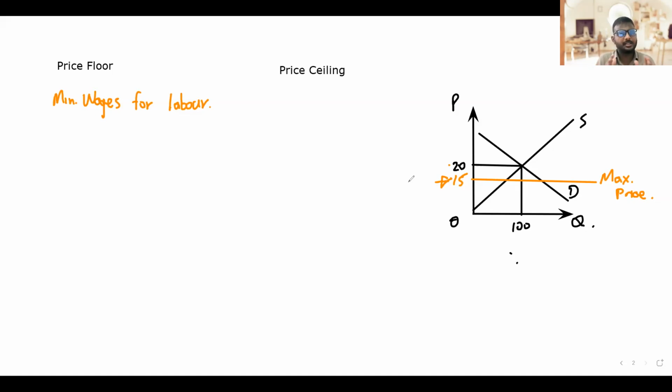You just define price ceiling, give an example, or I would recommend writing 2 examples. Give the definition and write down 2 examples. You're done. Is that clear?